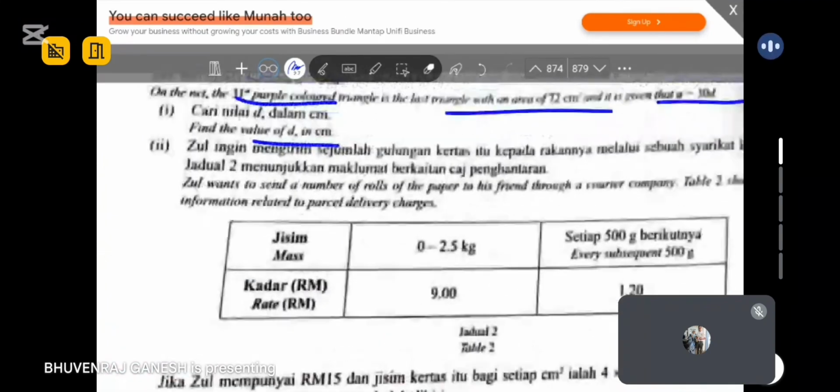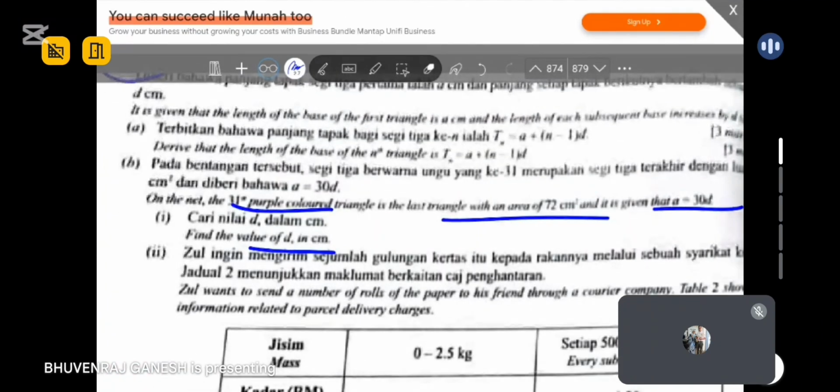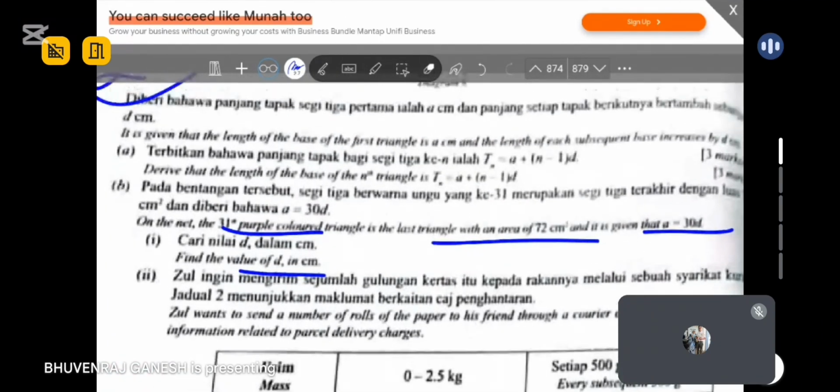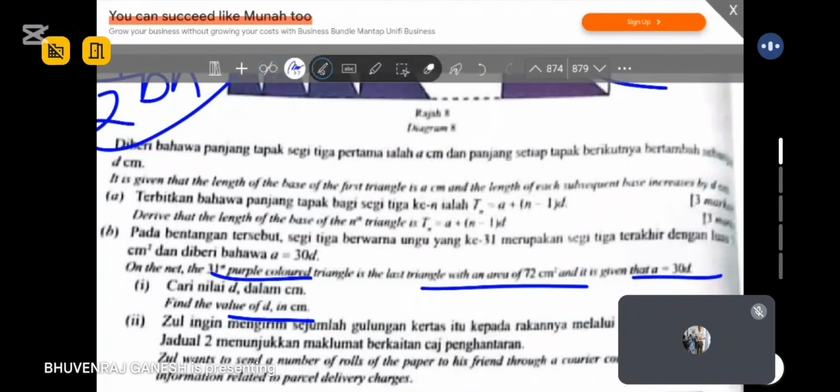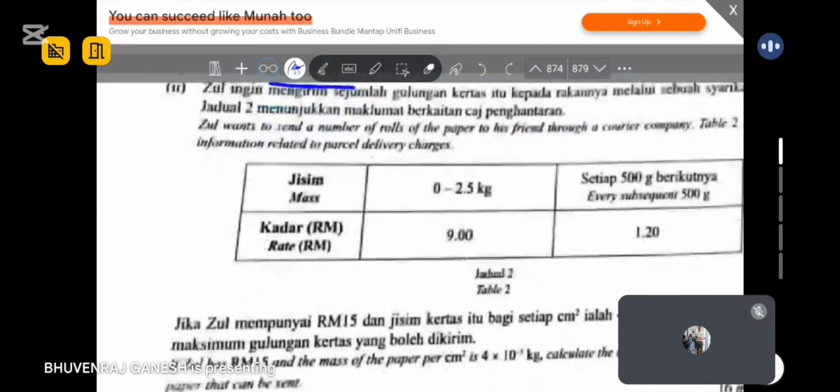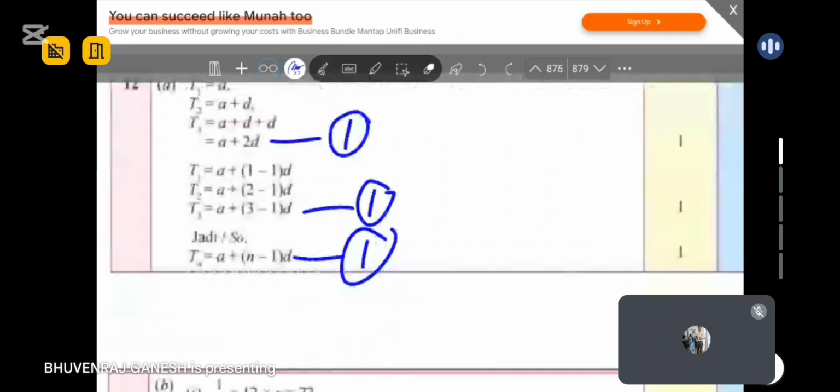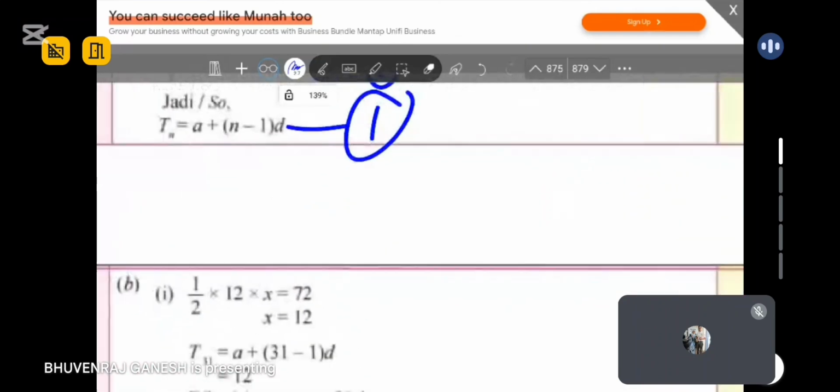Okay, so now they ask you to find D. Cari nilai D. Okay, so D is actually for the 31st triangle, guys. Segitiga ke 31. So means that I must find the 31st triangle. Am I right? Saya kena cari untuk yang ke 31. Okay? So how do I find T31? I can use A plus N minus 1D formula.